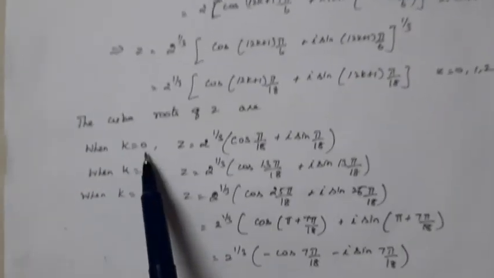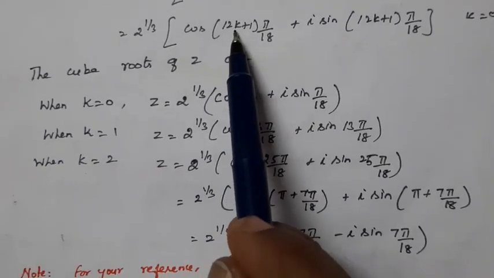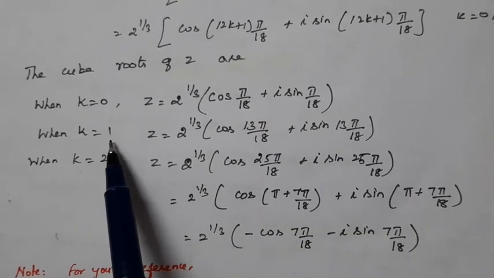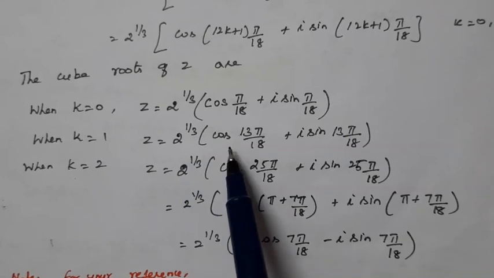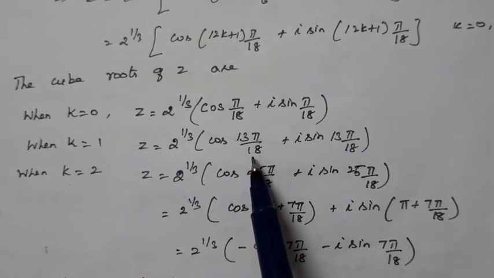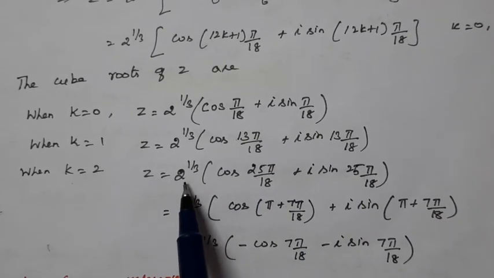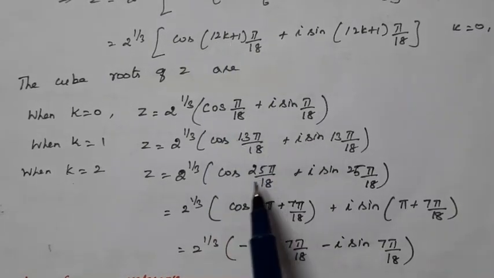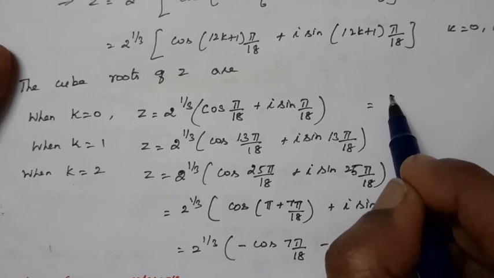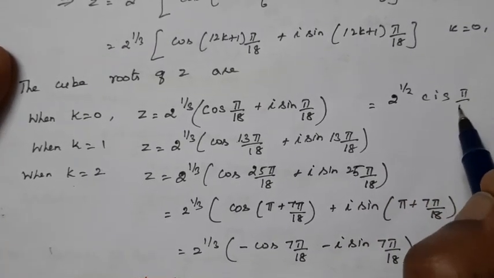First, when k is equal to 0, z is equal to 2 power 1 by 3 into cos pi by 18 plus i sin pi by 18. And when k is equal to 1, z is equal to 2 power 1 by 3 into cos of 12 plus 1, 13 pi by 18, plus i sin 13 pi by 18. And when k is equal to 2, z is equal to 2 power 1 by 3 into cos 25 pi by 18 plus i sin 25 pi by 18. See, instead of writing cos pi by 18 plus i sin pi by 18, you can write 2 power 1 by 3 into cis pi by 18.